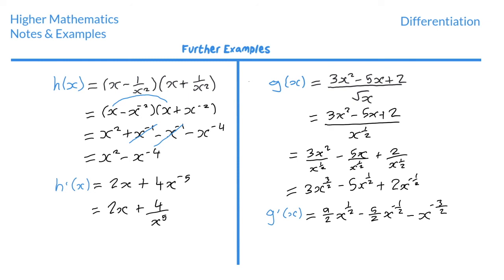And finally, we're going to rewrite this so that we have fractional powers changed to roots and any negative powers changed to positive powers. So this will be 9 over 2 times the square root of x minus 5 all over 2 times the square root of x, and then minus 1 over, and that'll be x to the 3 over 2 on the bottom, which is the square root of x cubed.